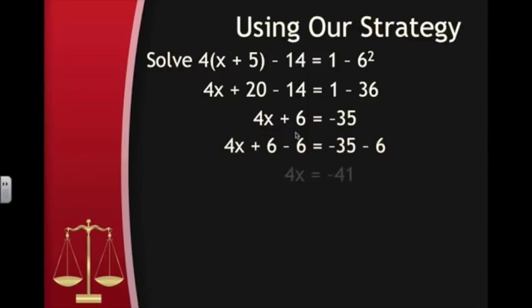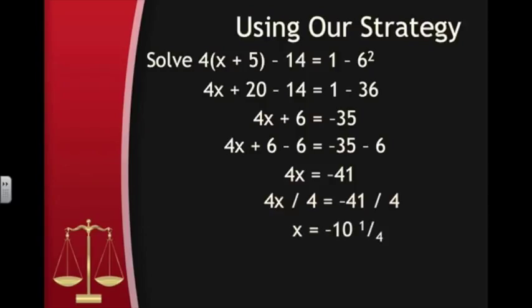For step 3, we need to undo the plus 6. So we subtract 6 from both sides of the equation to get 4x equals negative 41. Finally, since there's multiplication on the left side, we need to divide by 4 to get our final answer, x equals negative 10 and 1/4.